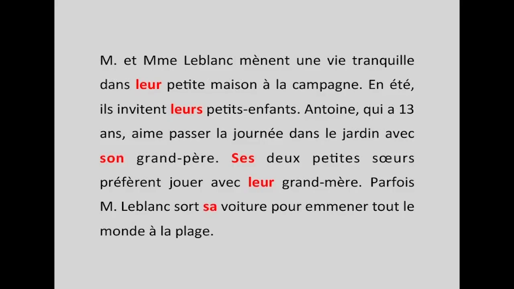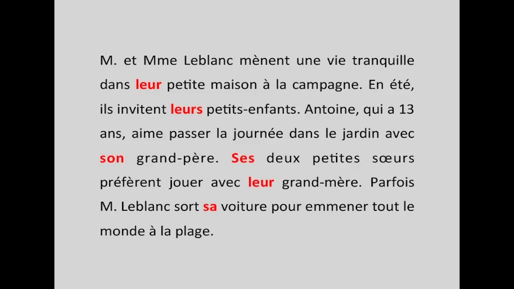Monsieur et Madame Leblanc mènent une vie tranquille dans leur petite maison à la campagne. En été, ils invitent leurs petits-enfants. Antoine, qui a 13 ans, aime passer la journée dans le jardin avec son grand-père. Ses 2 petites sœurs préfèrent jouer avec leur grand-mère. Parfois, Monsieur Leblanc sort sa voiture pour emmener tout le monde à la plage.